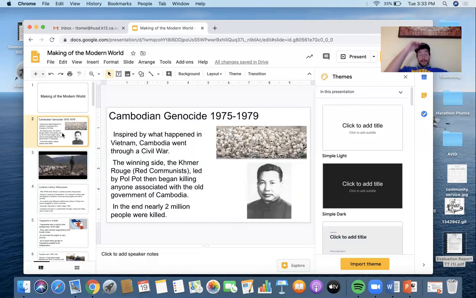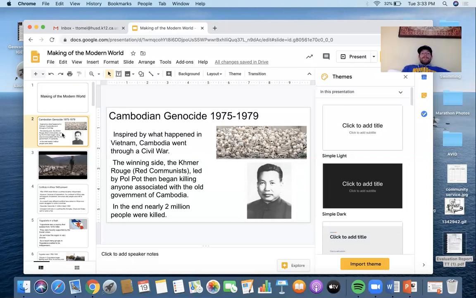The first one is the Cambodian genocide. This is kind of a fallout of what happens in Vietnam. This is from 1975 to 1979. Pretty much similar to what happened in Vietnam, Cambodia went through a civil war. The winning side of the civil war was the Khmer Rouge. That's French for red communists. Remember, Cambodia, Vietnam, Laos, they were once a part of French Indochina, so the French language and culture is a big part of their morphed cultures.